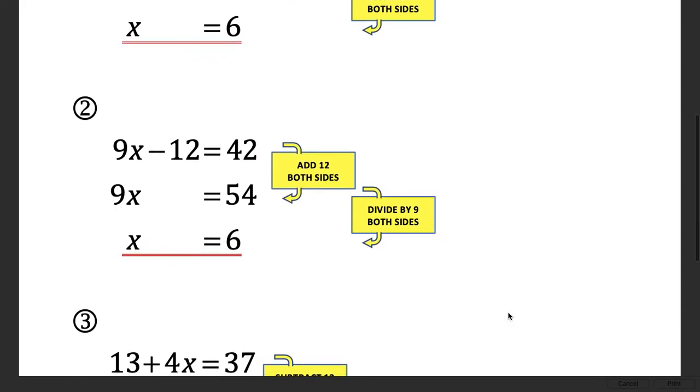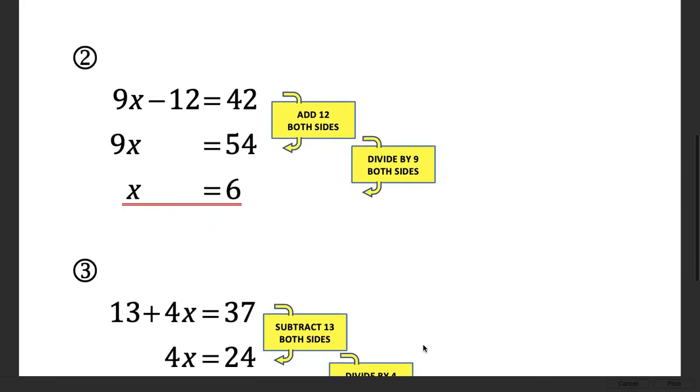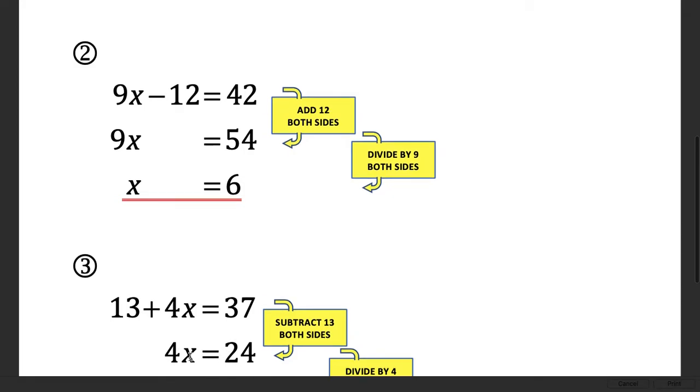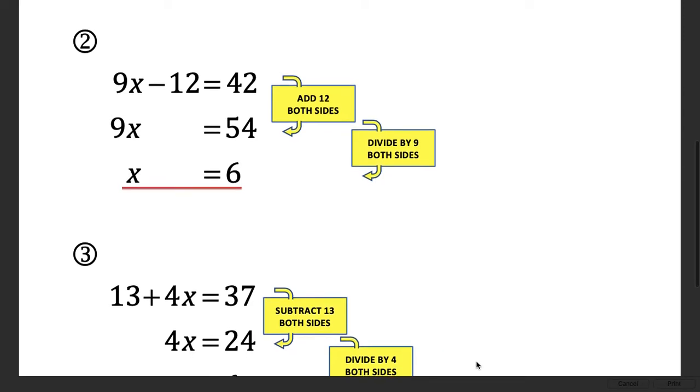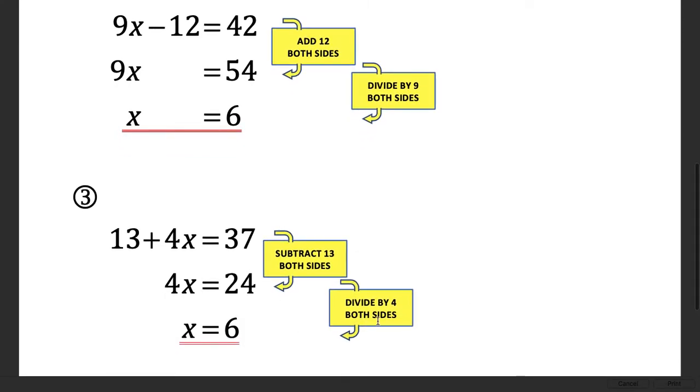Question 3. 13 plus 4x equals 37. So I'd quite like to get the 4x bit on its own. So I'm going to take away 13 from both sides to get 4x on its own equals 24. I don't want to know what 4x's are. I want to know what a single x on its own is. So I'm going to divide everything by 4, both sides, and x equals 6.